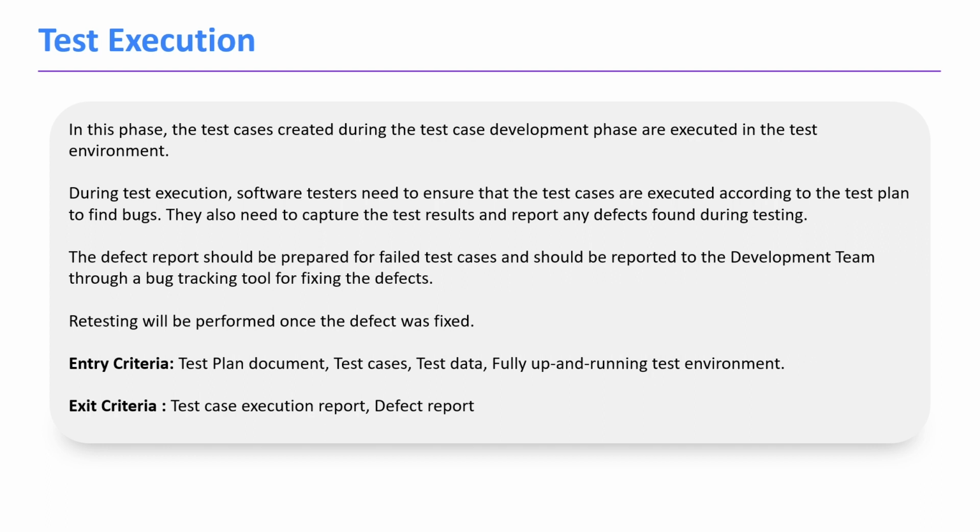Entry criteria for the test execution phase are the test plan document, test case document, test data, and a fully up and running test environment. And exit criteria for the test execution phase are a test execution report and defect report.